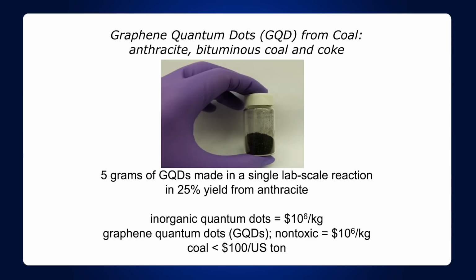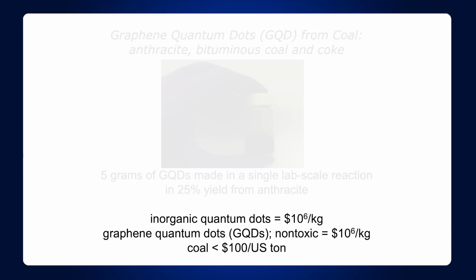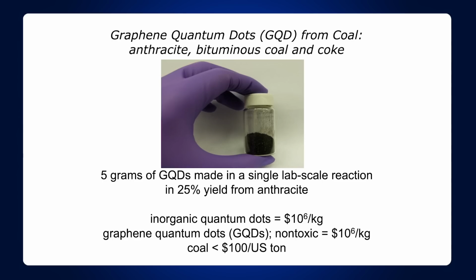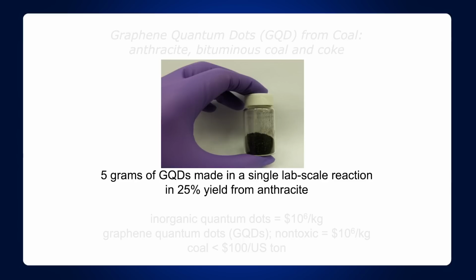These are graphene quantum dots. The cost of graphene quantum dots was $1 million per kilo. Coal is less than $100 per US ton, and we found that we could make graphene from coal in one step in about 25% yield. I mean, isn't that amazing?